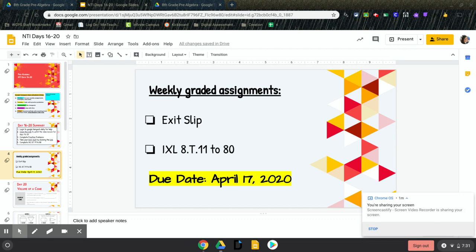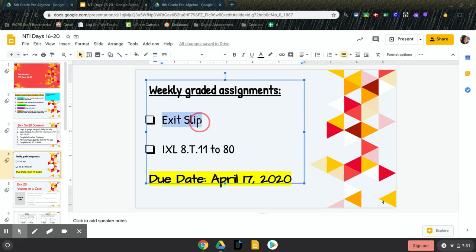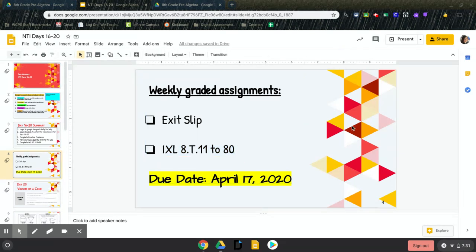So this week's graded assignments are the exit slip and IXL 8, 10, 11 to 80. So they are due Friday. So all assignments are due on Friday. Is that the 17th? Yes, okay. So they are due Friday the 17th.